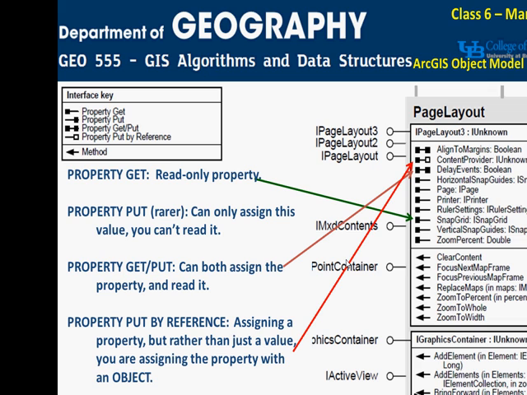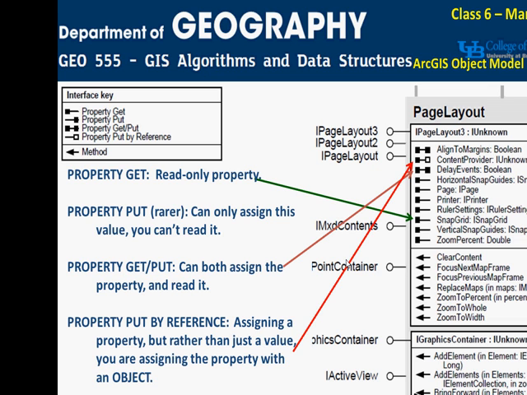On a page layout, using this interface, I can get the page size, but I can't change it. The property page is only read. I can use ArcObjects to get the value, but I can't change the value using this method. I can't change the zoom percent using this method. It's read only. I can only read it.